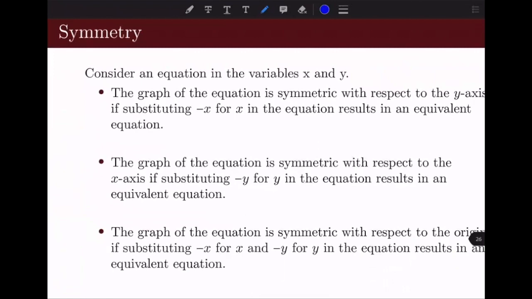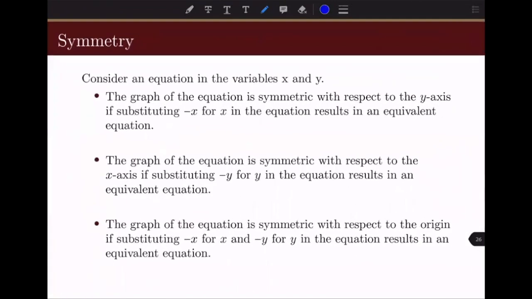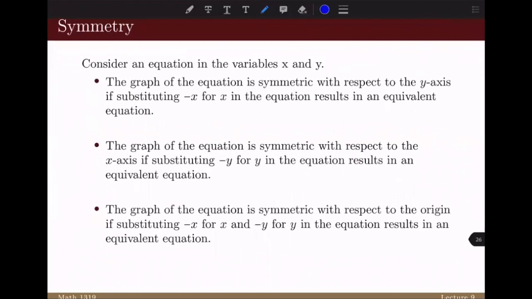Next is symmetry. Consider an equation in the variables x and y. The graph of the equation is symmetric with respect to the y-axis if substituting in negative x for x in the equation results in an equivalent equation. For example, let's use our parabola. Y equals x squared. So you can also do f of x equals x squared. That would probably make more sense.